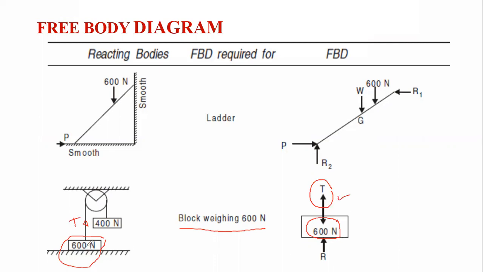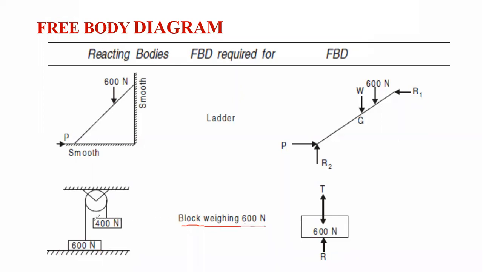Next, this block is resting over this floor, that's why it is exerting one reaction, which is shown over here. And this is nothing but the free body diagram of your block of weight 600 Newton.